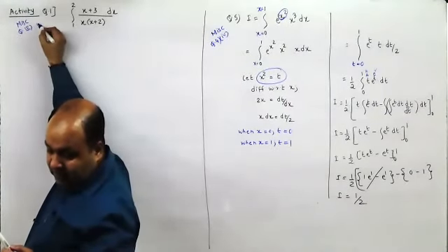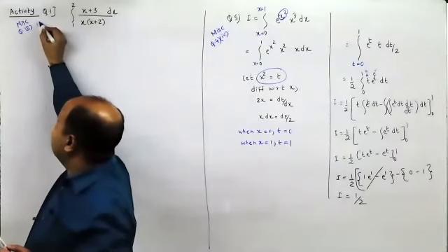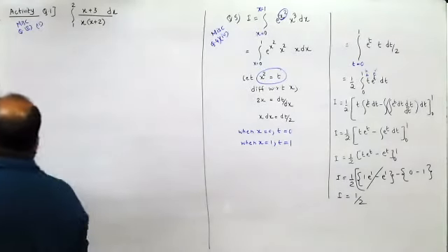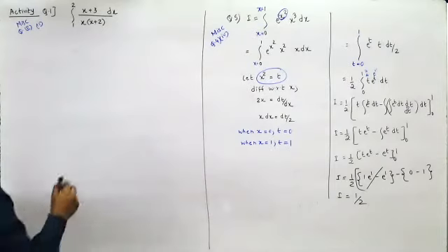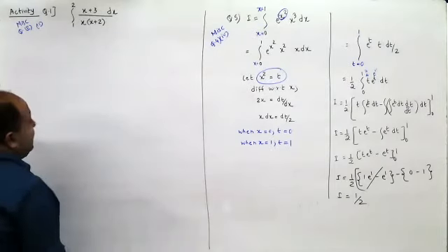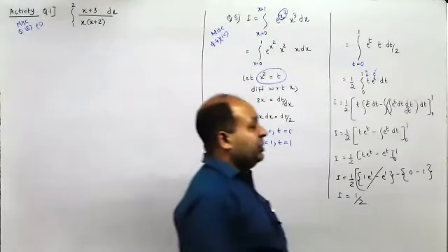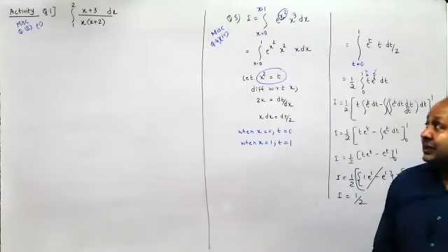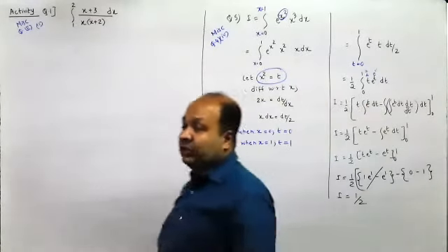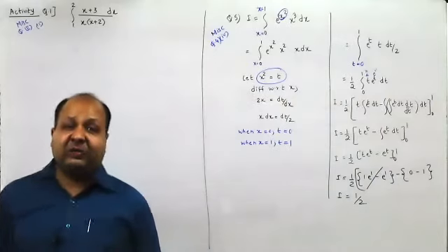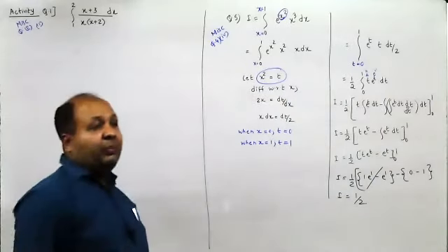Second question. If you observe here, the power of the numerator is x plus 3, that is linear. The power of the denominator is x square plus 2x, that is quadratic. So the power of numerator is less than the power of denominator, therefore we can use partial fractions.